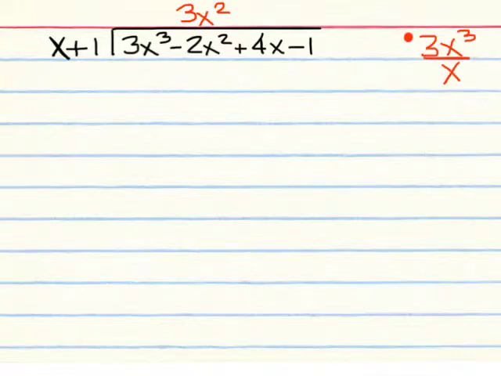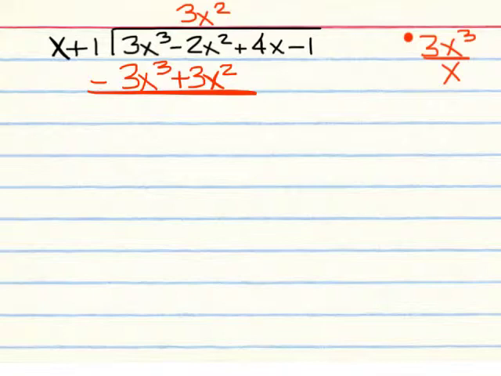Multiply 3x squared by x and then by 1. So that's 3x to the third plus 3x squared. Now what? Subtract. And what happens to the 3x to the thirds? Cancel.